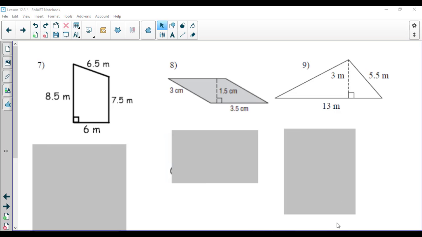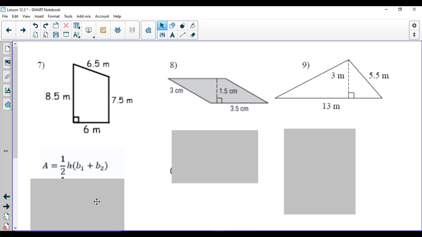All right, let's continue with our last 3 somewhat standard simple figures: trapezoids, triangles, parallelograms, and so forth. So in number 7, the first thing we want to do is identify what shape this is. We have one pair of parallel sides, so this is going to be a trapezoid. So our formula is half times the height, and then in parentheses, b sub 1 plus b sub 2. So let's identify our parallel sides. That's going to be my left and my right-hand side of this shape.